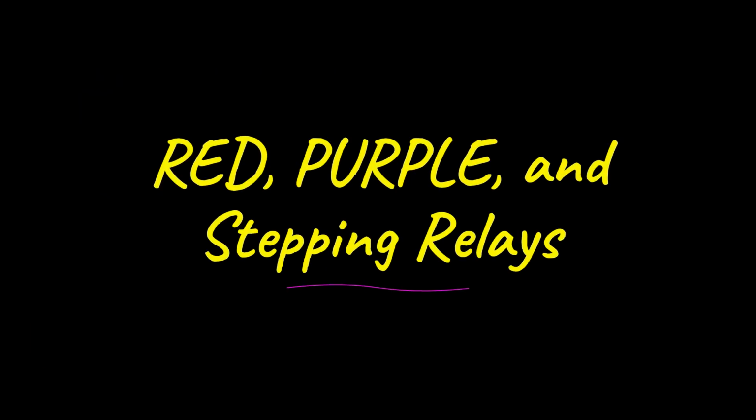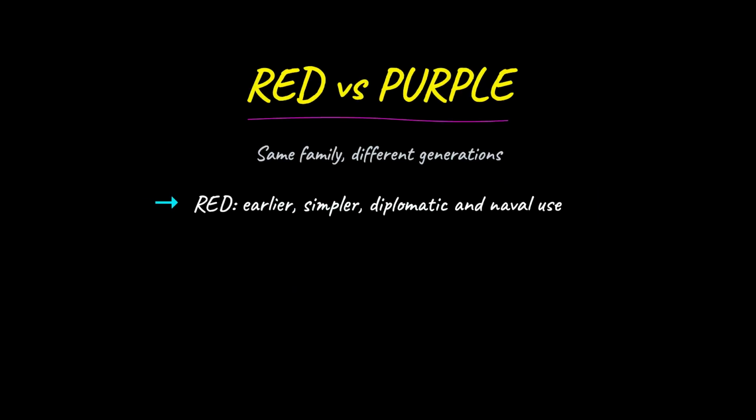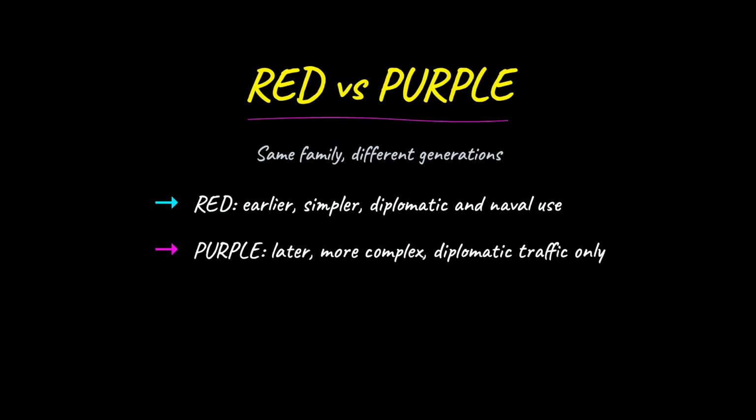Beyond Enigma, Japan fielded its own cipher machines, and American analysts gave them color names: Red, the earlier machine, and Purple, its more advanced successor used for high-level diplomatic traffic. Keeping that order straight is the key to avoiding the common mix-up. Red served diplomatic and naval purposes before Purple arrived as the more sophisticated machine carrying the foreign ministry's most sensitive messages.